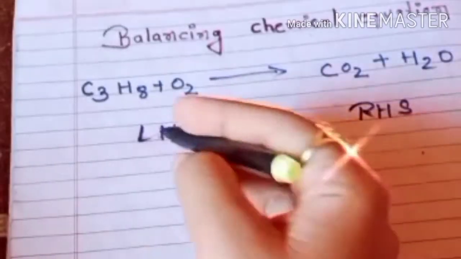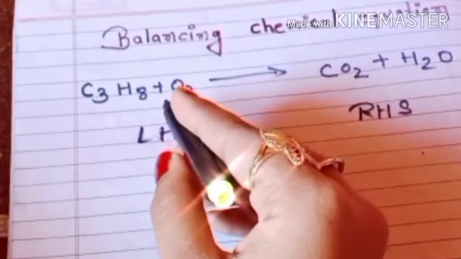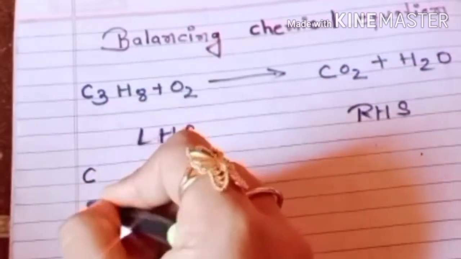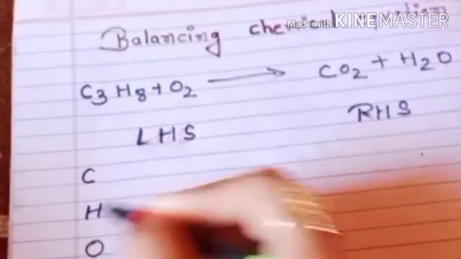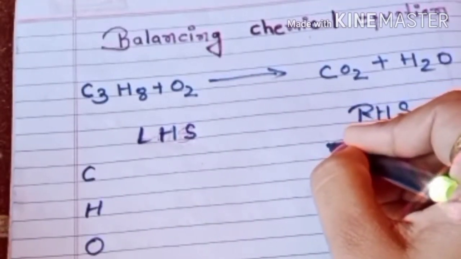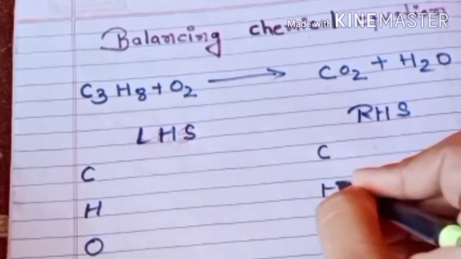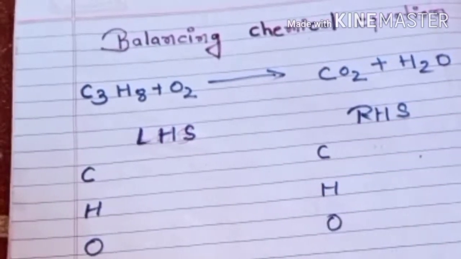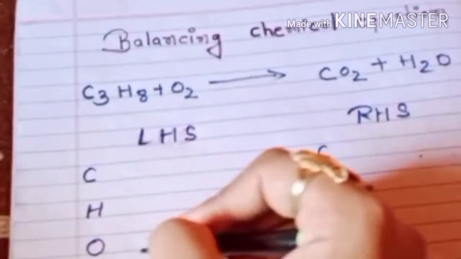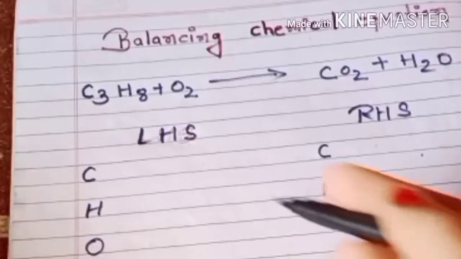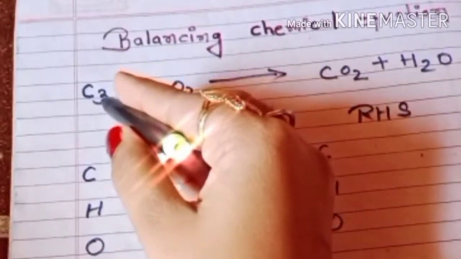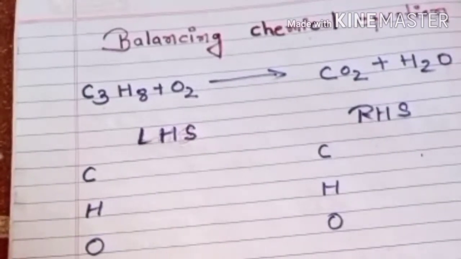Then check which items are present in LHS, like carbon, hydrogen and oxygen. Similarly for RHS, there is also carbon, hydrogen and oxygen. Then count the number of atoms of each. How many atoms are present in the carbon? So here it is 3. You have to write here 3.